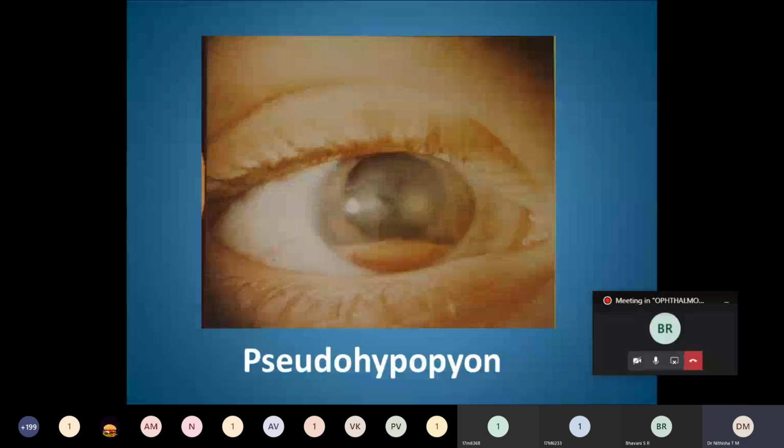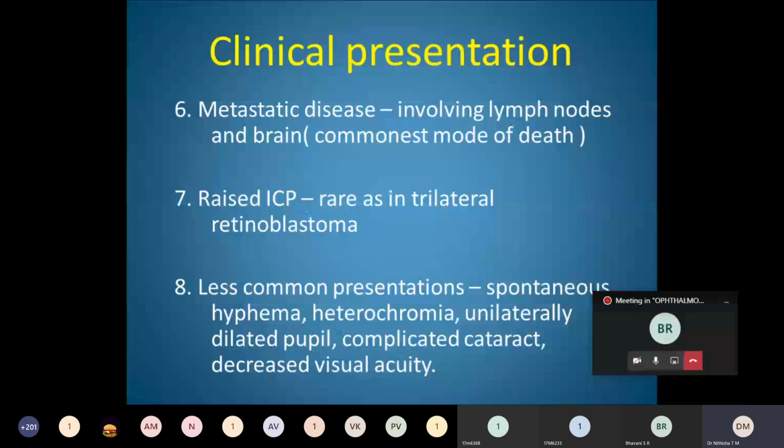Here you can also see a very thick hypopyon. It is pseudohypopyon. Sixth presentation can be a metastatic disease, which involves the lymph nodes and brain. Sometimes, if it is involving the brain, it is the commonest cause of death. Seventh clinical presentation can be raised ICT.